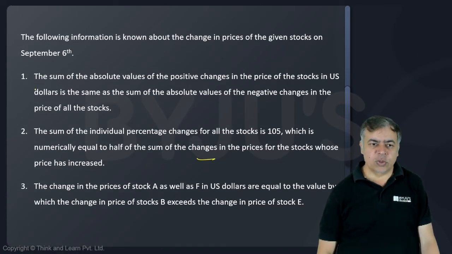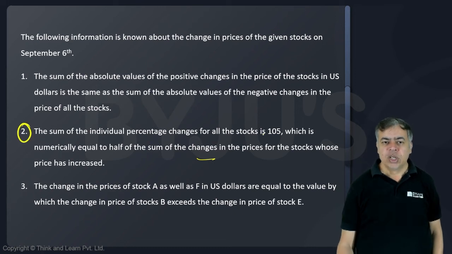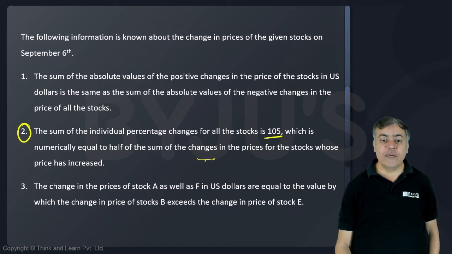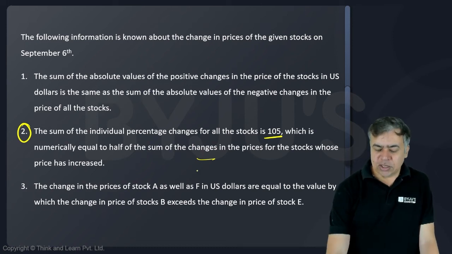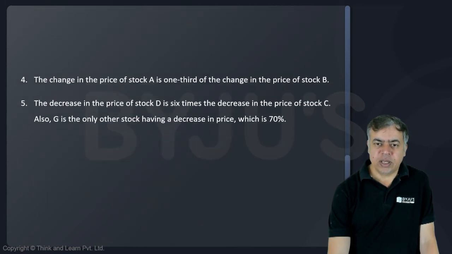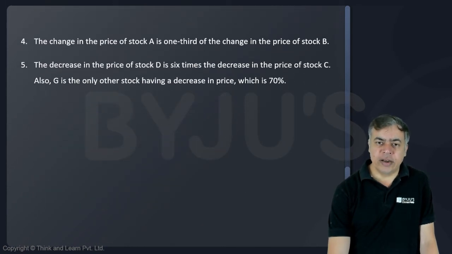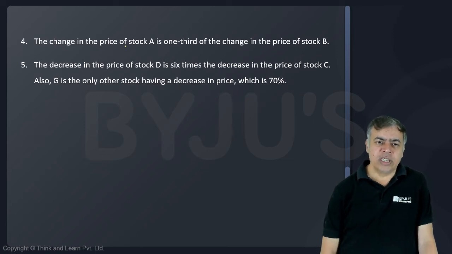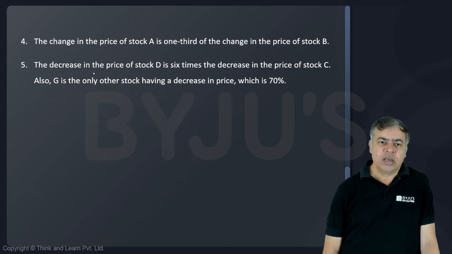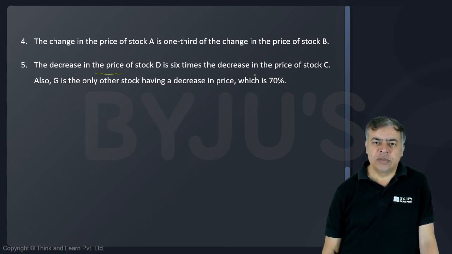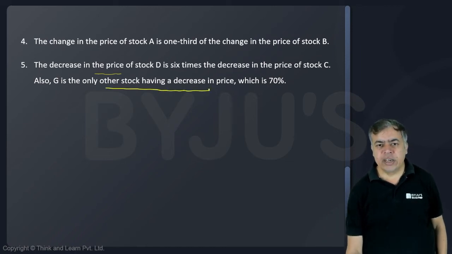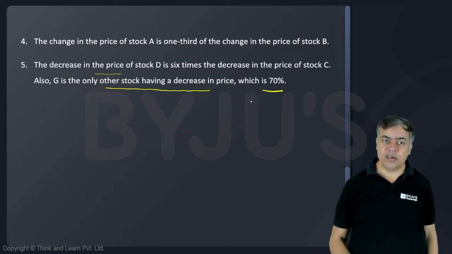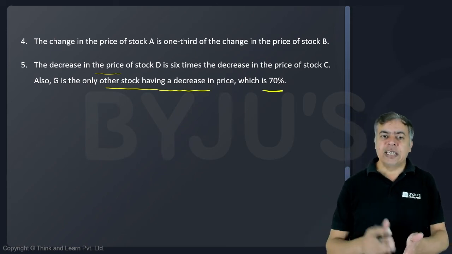Right here, this point was important. So the total percentage is 105, which is half of the sum of the changes in the price of the stocks whose price has increased. That means whatever positive changes are there, the total positive changes are 210. Okay, any value given? The change in the price of stock A is 1/3 of the change in the price of stock B. The decrease in the price of stock D is 6 times the decrease in the price of stock C. Also, G is the only other stock having a decrease, which is 70%. Okay, this is given. Right? So D, C and G are decreases.